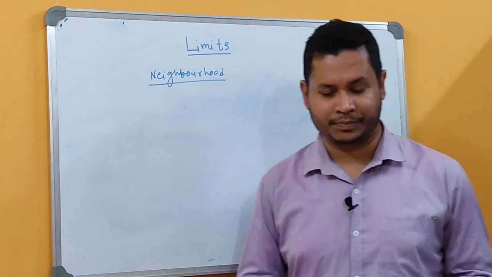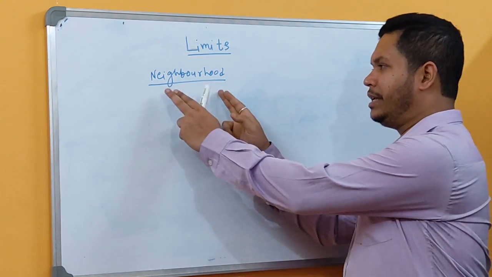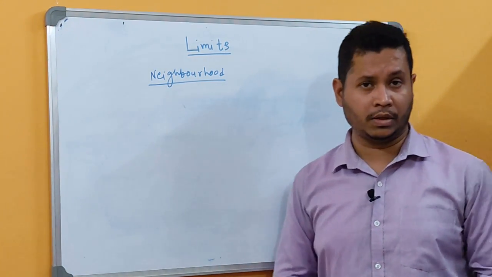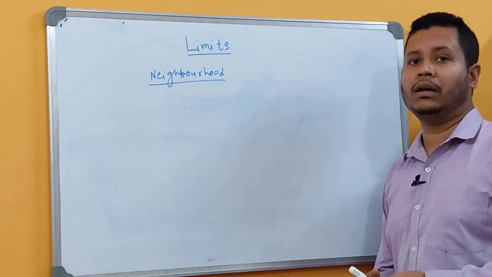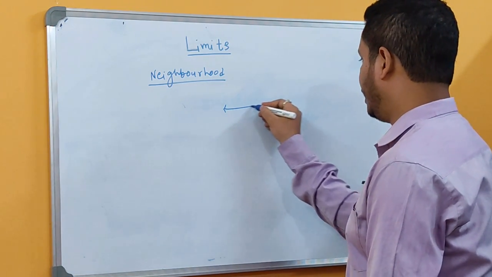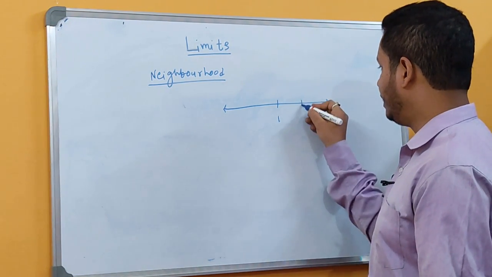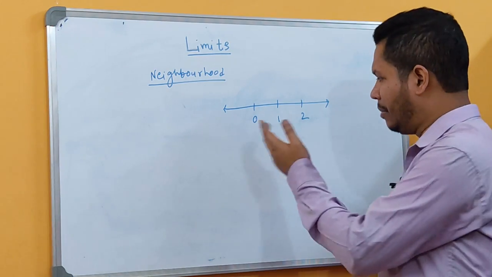So let's see. Now, to understand limits, we have to first understand a very small term that is called neighborhood. So let's understand what neighborhood is all about. Now in lower classes, you all have learned about number lines. So let me take a small example of a number line, and suppose this is 1, this is 2 and this is 0. Okay, 0, 1, 2, three points are taken and marked in that way.